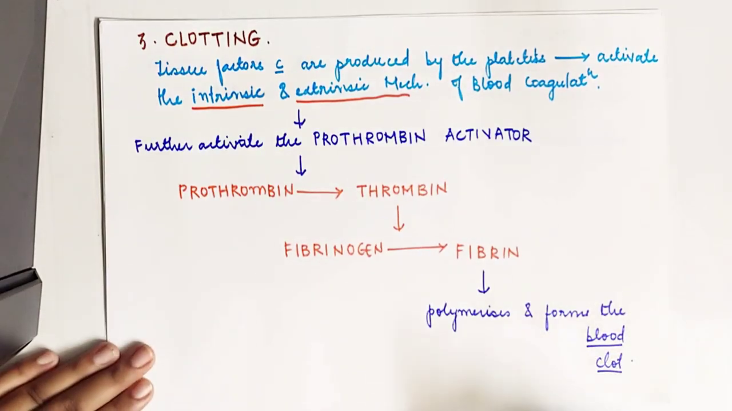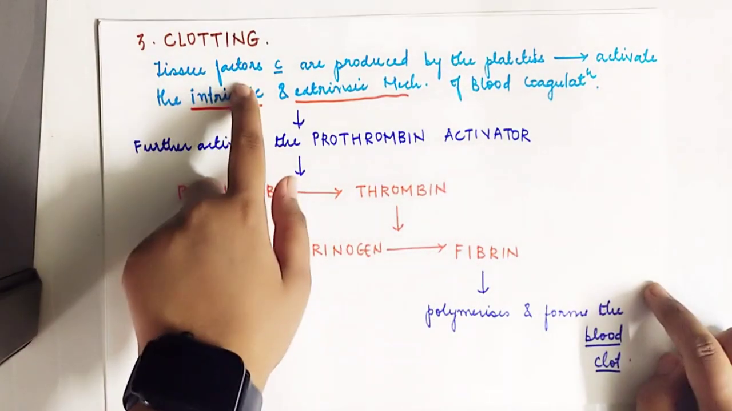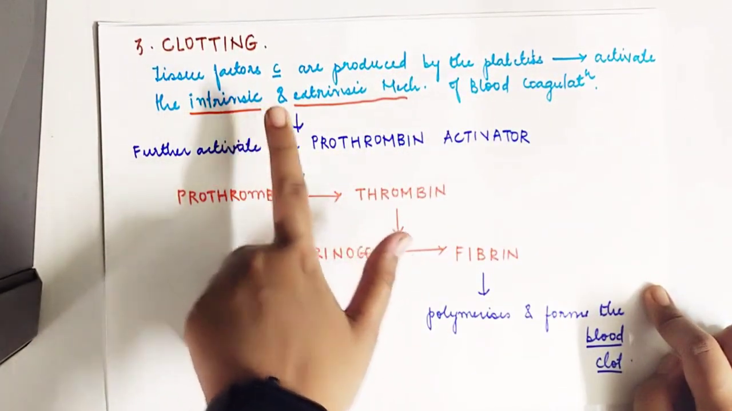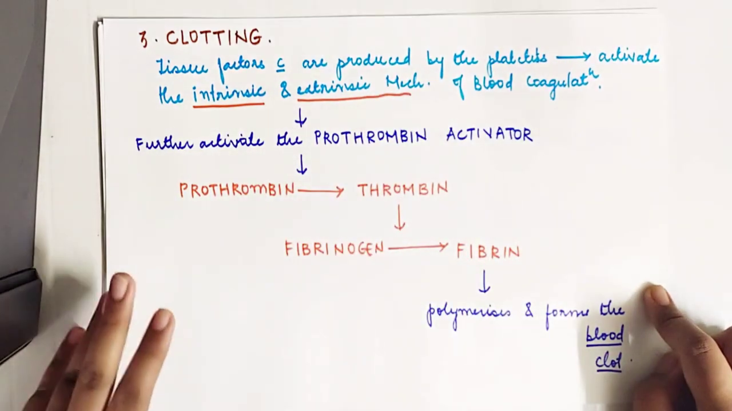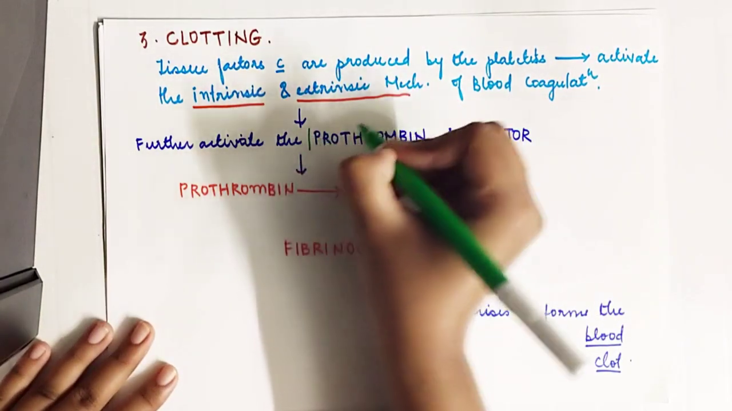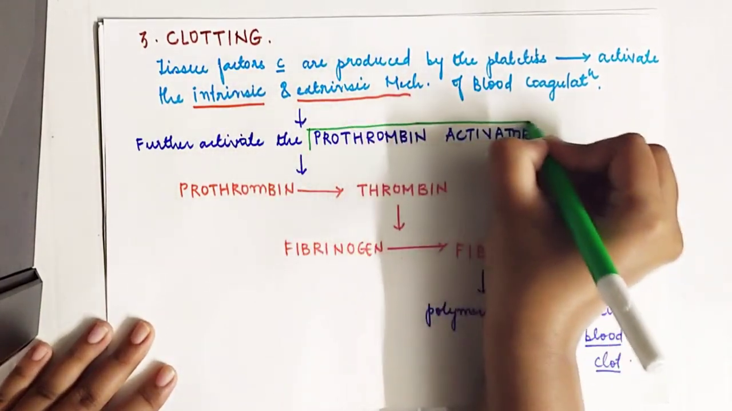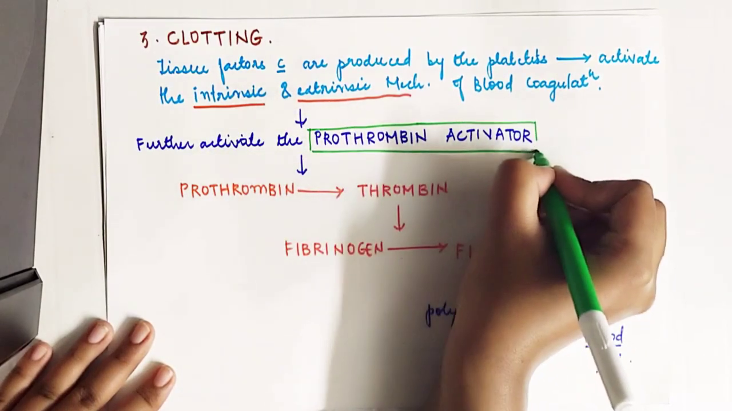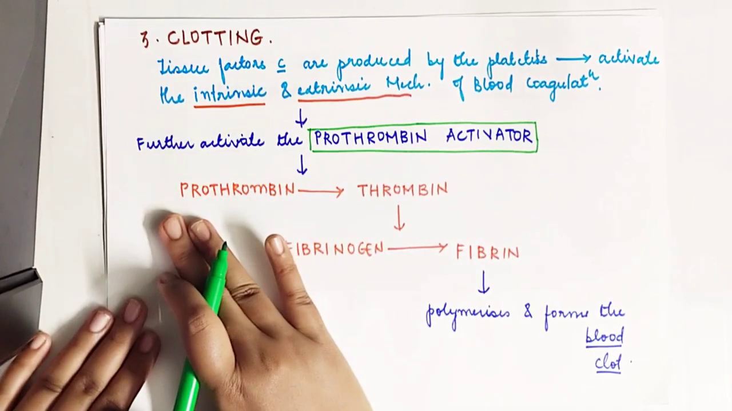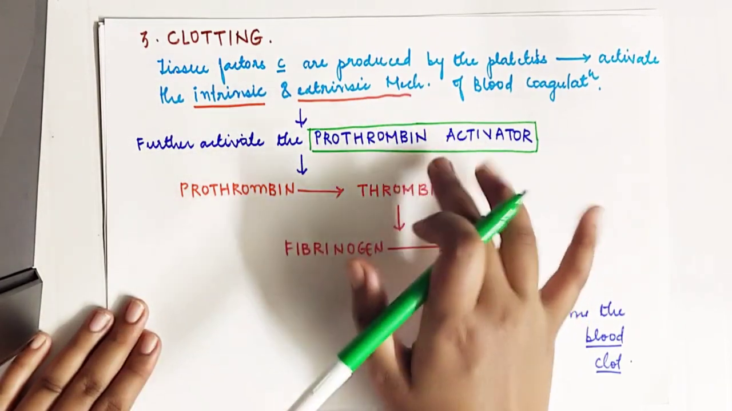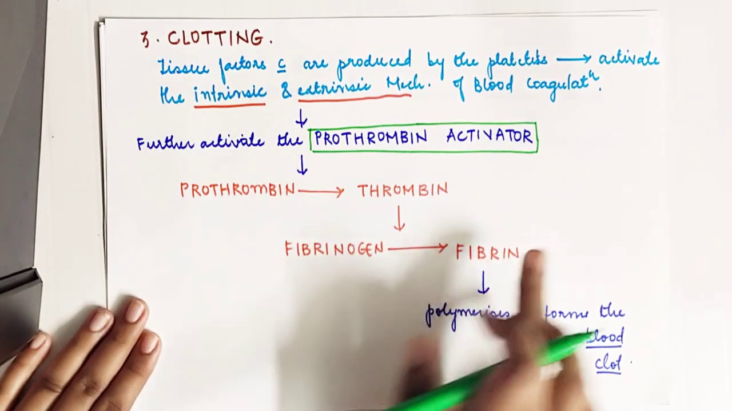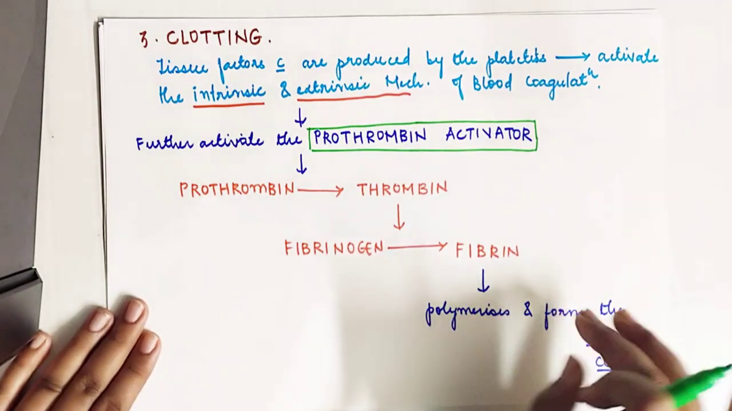So clotting: firstly, the tissue factors produced by the platelets will activate the intrinsic and the extrinsic mechanism of blood coagulation. Further, they will activate the prothrombin activator. This prothrombin activator helps in the conversion of the prothrombin into thrombin. Then this thrombin will help in the conversion of the fibrinogen into fibrin. At last, this fibrin will polymerize itself and form the blood clot.